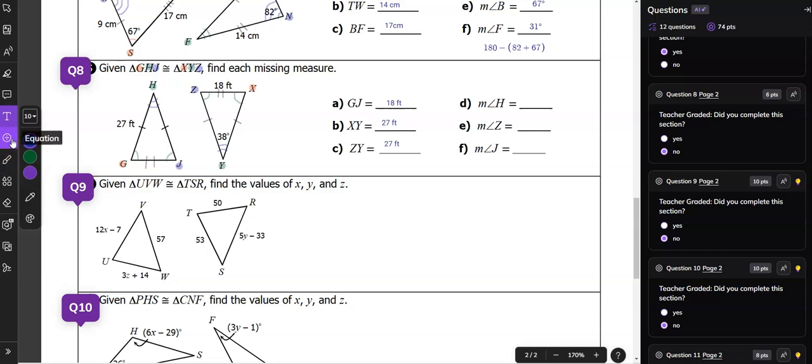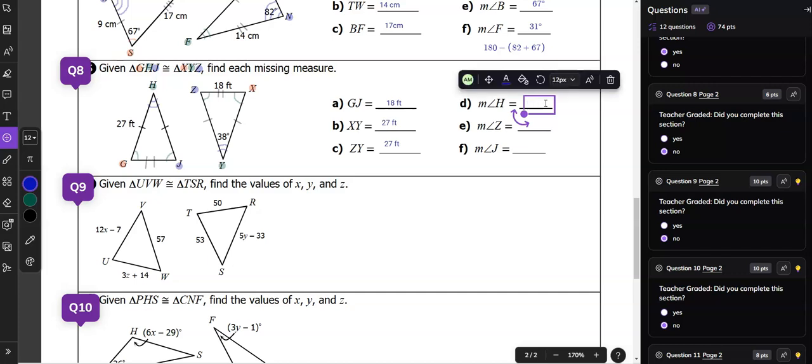Now, H is pretty simple because, again, it is given to us. H and Y are congruent as they are corresponding angles. So the measure of angle H is 38 degrees.